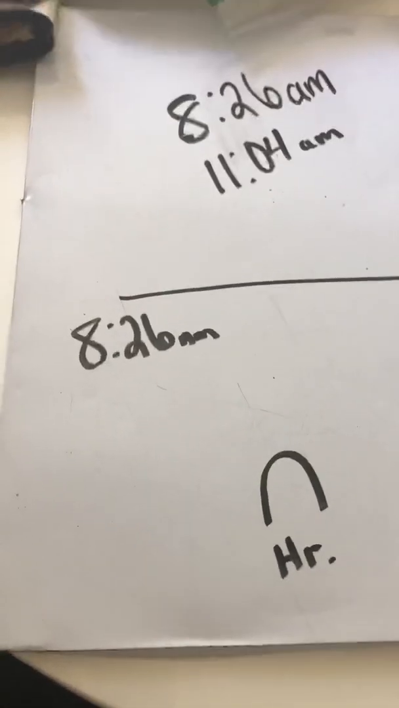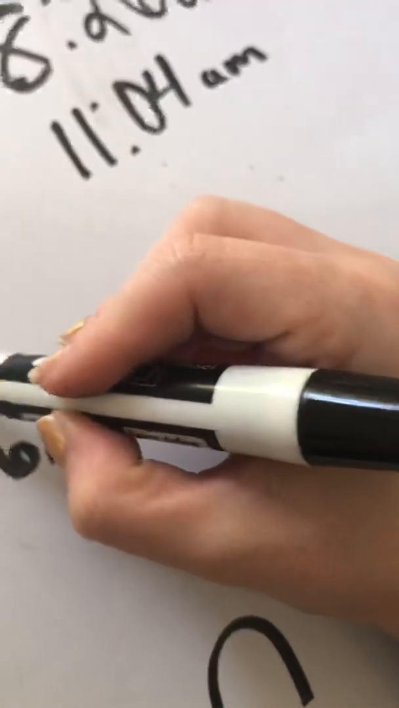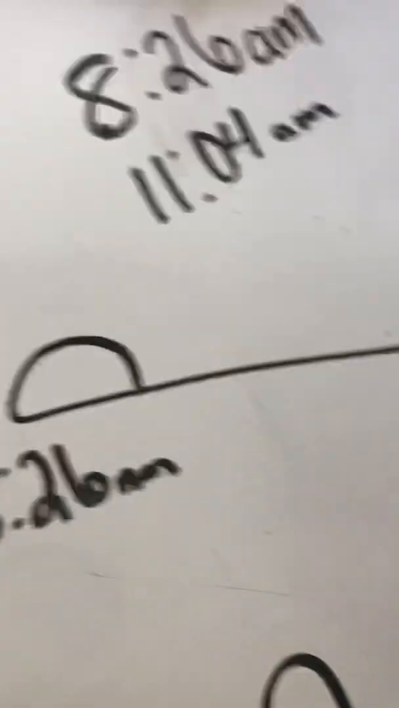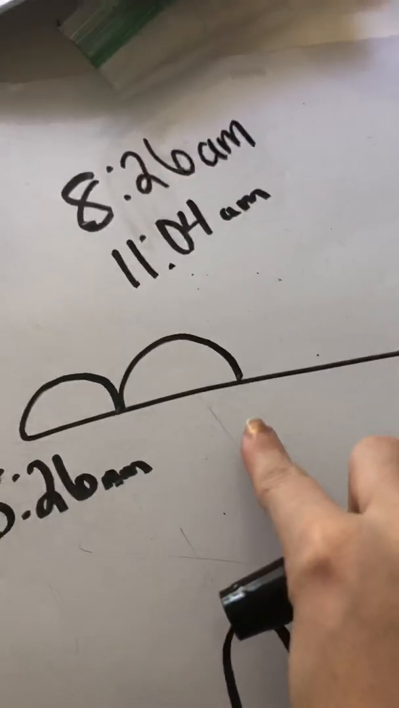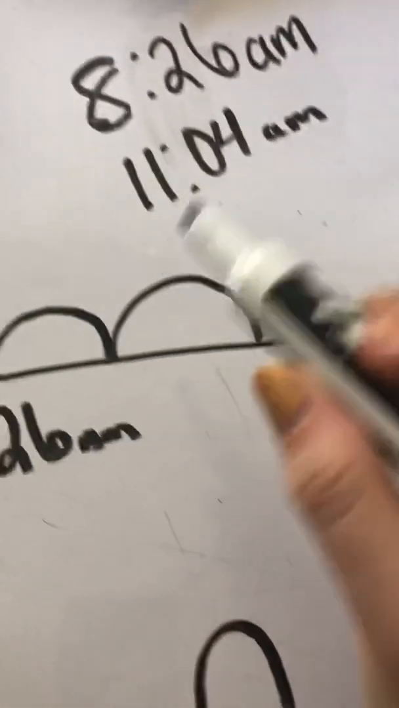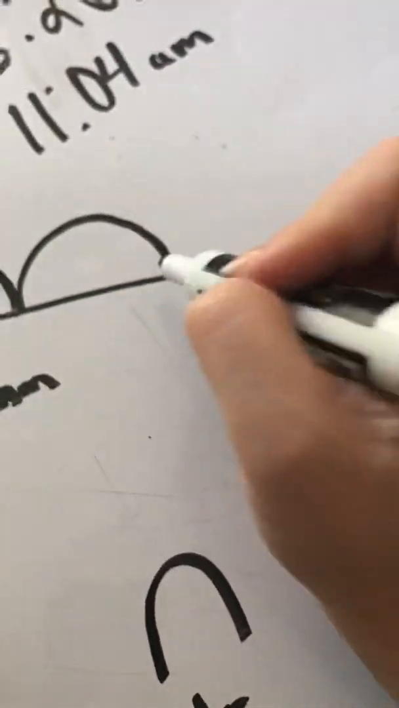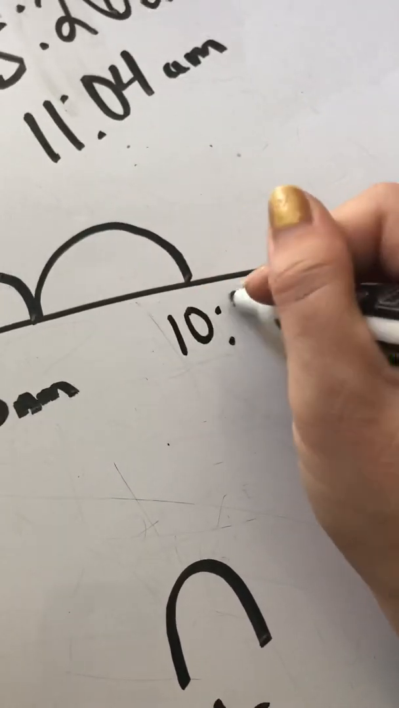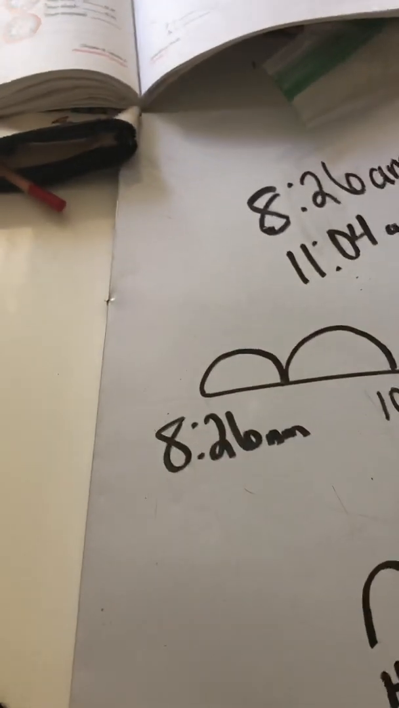Okay, so we're going to figure out the whole hours that are between here first. So if I start at 8:26, I'm going to say to myself 9:26, 10:26, and I can't go to 11:26 because that would be more than 11:04. So I'm going to stop at 10:26, and I'm going to put 10:26 here. Okay. So I have 2 whole hours that I can fit.